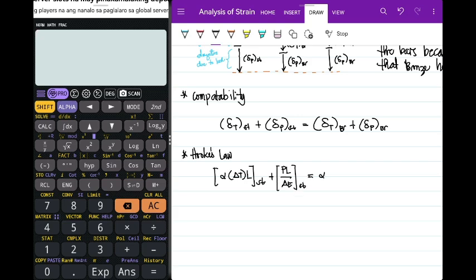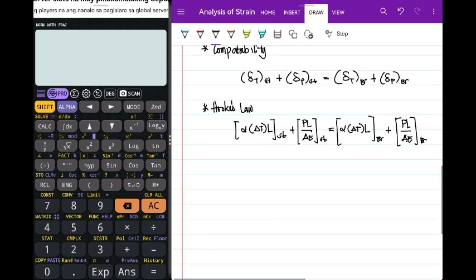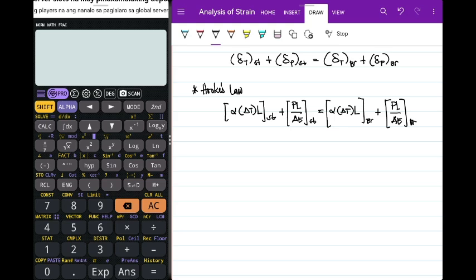Now, substituting Hooke's law, of course, our thermal elongation is alpha times change in T times our original length, or you can always rearrange it to follow ALAT: alpha times L times change in T. And of course, our elongation due to the applied load can be either stress times L over E, or PL over AE.